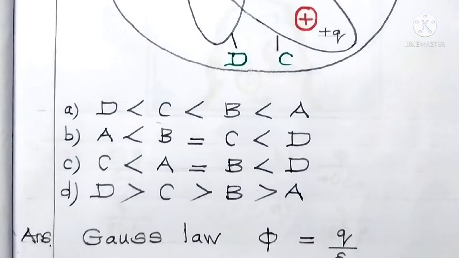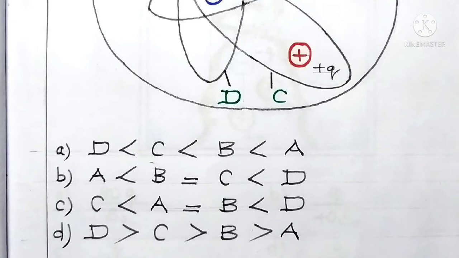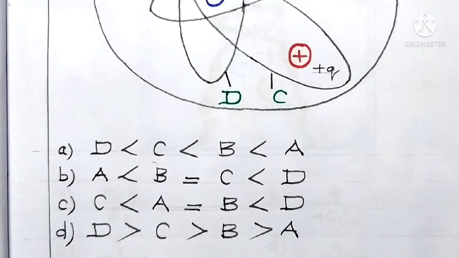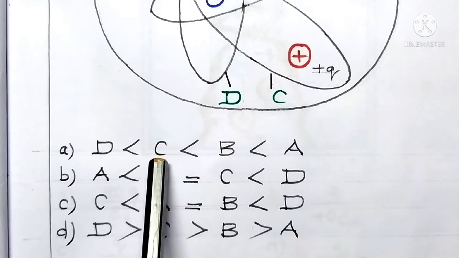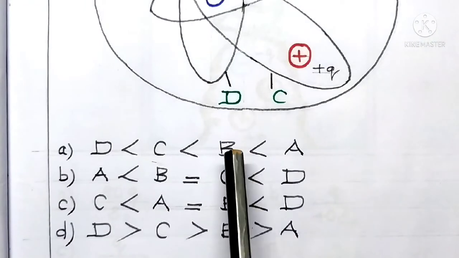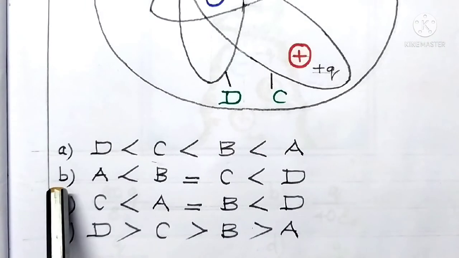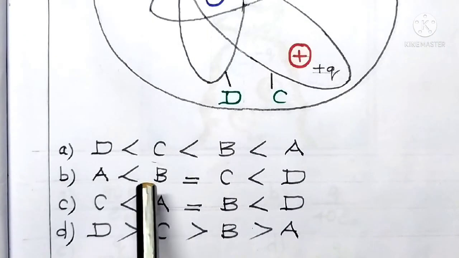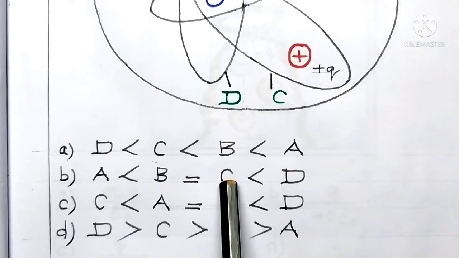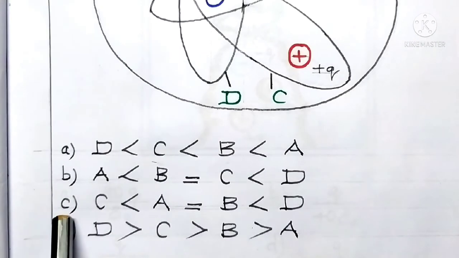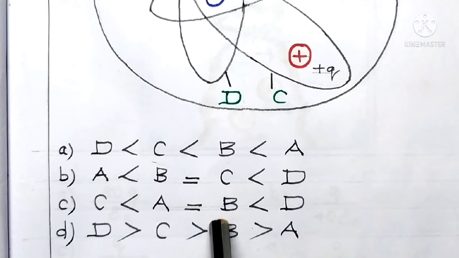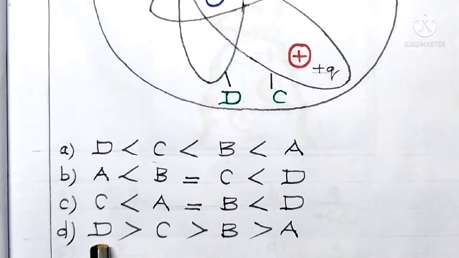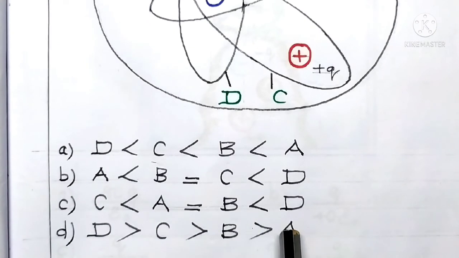Here, the options are given. Option A: D is smaller than C, C is smaller than B, B is smaller than A. Option B: A is smaller than B, which is equal to C, is smaller than D. Option C: C is smaller than A, which is equal to B, is smaller than D. Option D: D is greater than C, C is greater than B and B is greater than A.